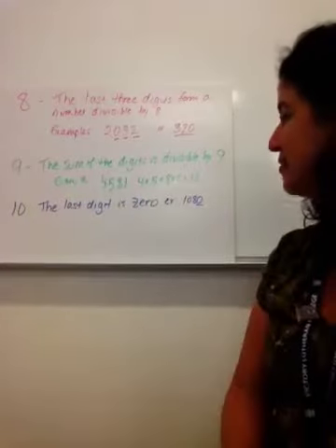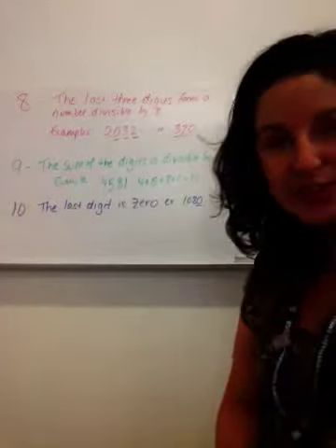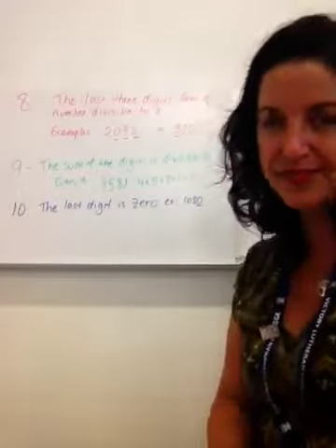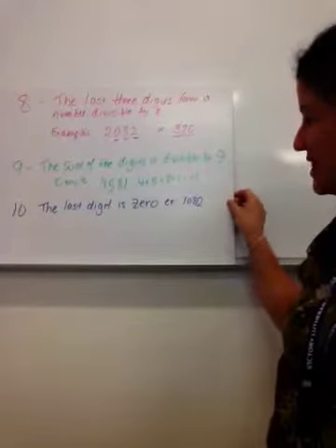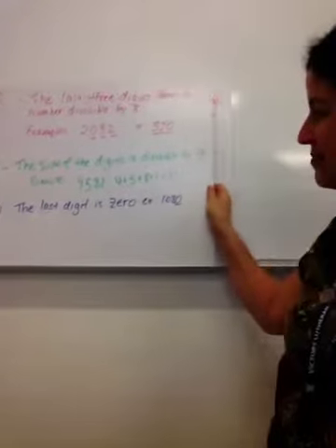With number 10, again a really easy one. If the last digit is a 0, it must be divisible by 10. So for example, 1,080 is divisible by 10.